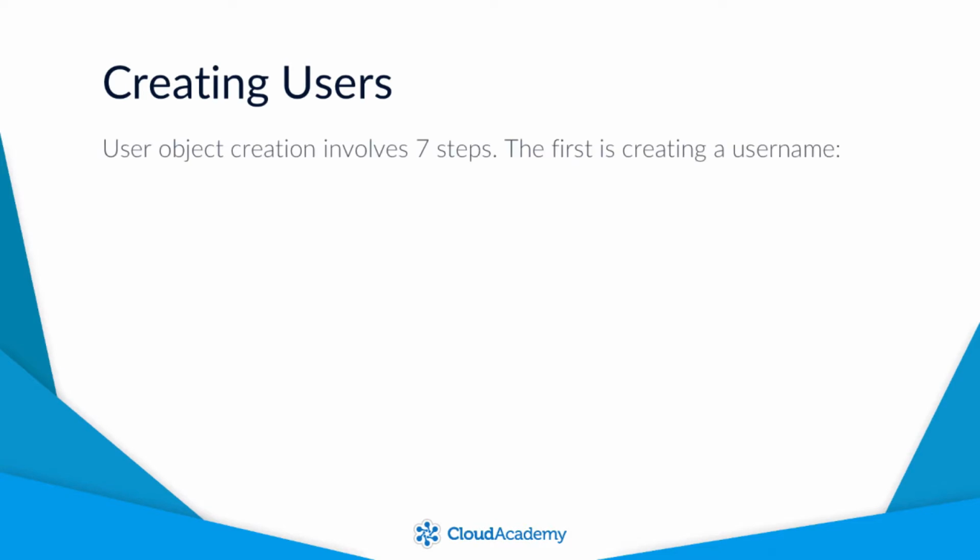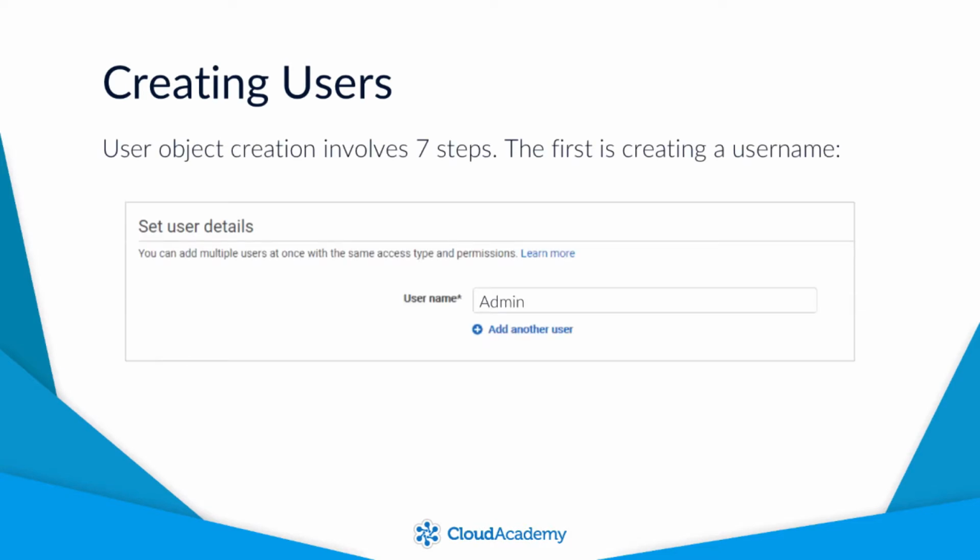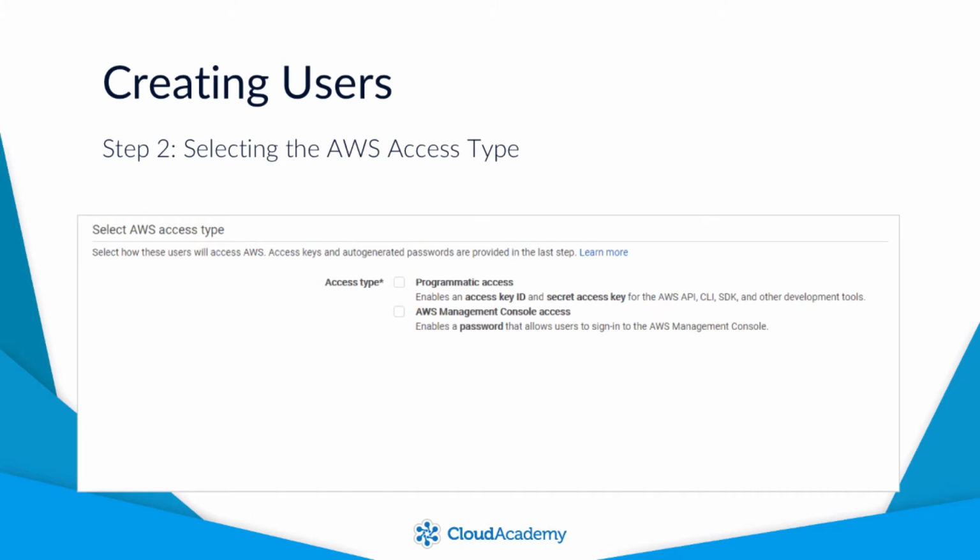User object creation involves the following 7 steps. Setting the user details by creating a username, which can be up to 64 characters in length. Next, you'll select the AWS access type, either AWS Management Console access or programmatic access. To use the AWS Management Console access, the user will need to be issued with a password. For programmatic access, an access key ID and secret access key ID will be issued to be used with the AWS CLI, SDKs, or other development tools.